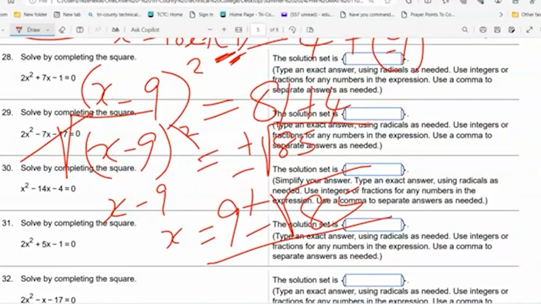Let's do another completing the square. Any question? That was the first completing the square.